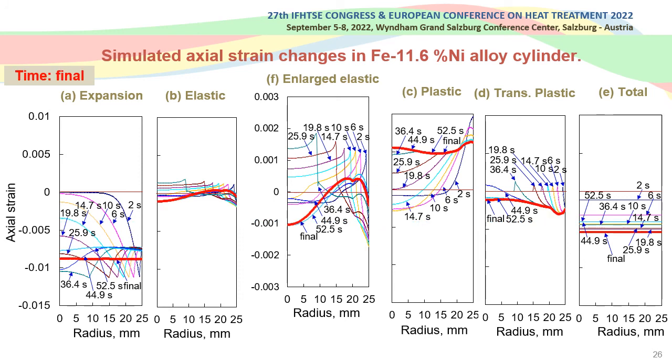The slide shows the distribution in the final cooling state. During this period, the expansion strain and total strain decrease, and the distribution shape of the expansion strain becomes horizontal. This slightly changes the shape of the elastic strain distribution.